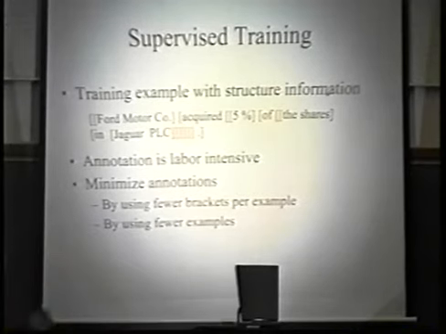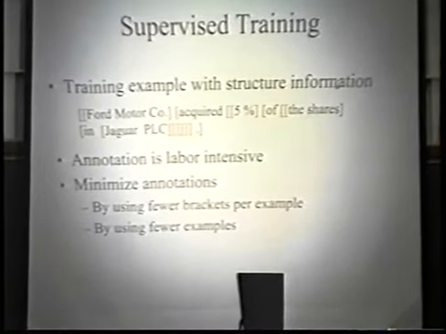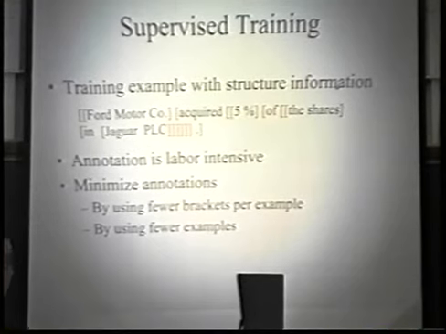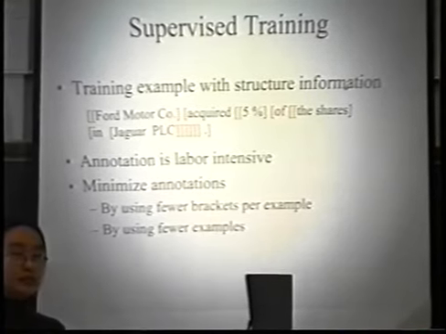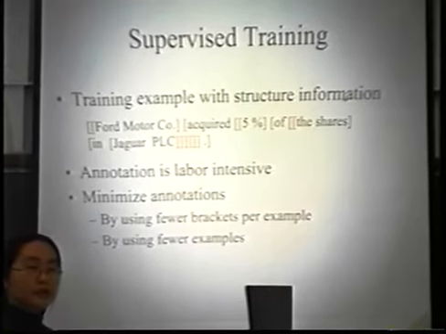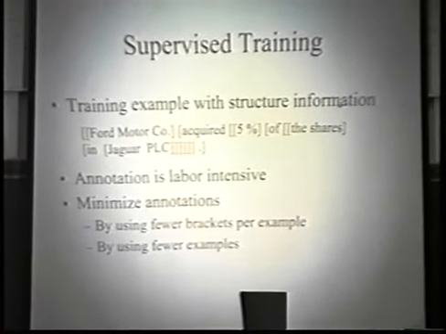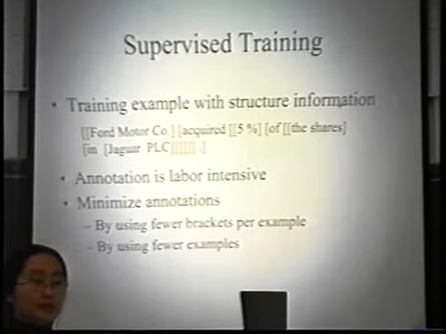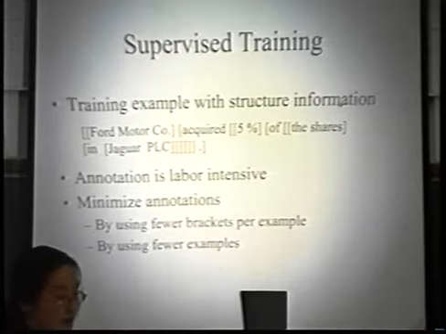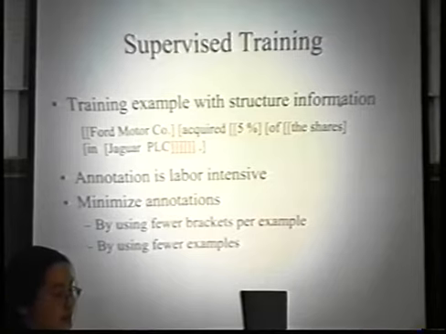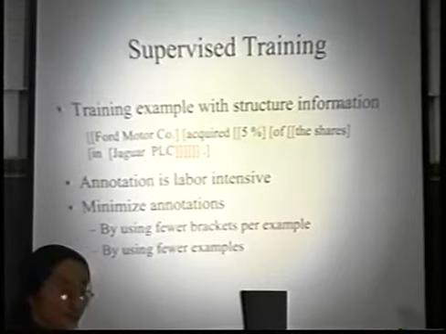As I have mentioned before, annotation is a labor-intensive problem. We have to, at the very least, in this case, give the bracketing information, if not the constituency labels. So there are various ways we can minimize the amount of annotation. We can try to reduce the number of brackets in each sentence, or we can try to reduce the number of sentences needed for the training. Today I'm only going to talk about the second case, but if you're interested, we can discuss the first case later.